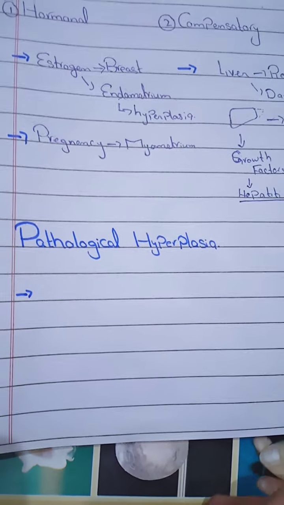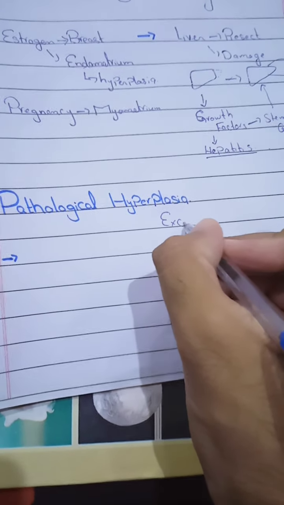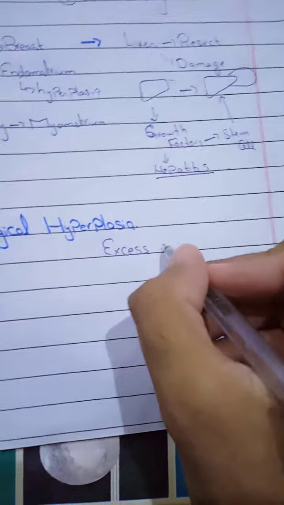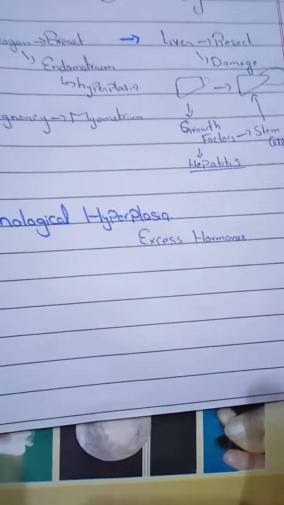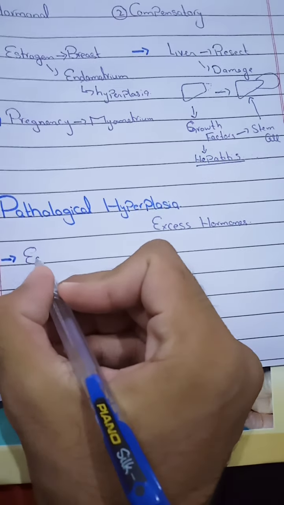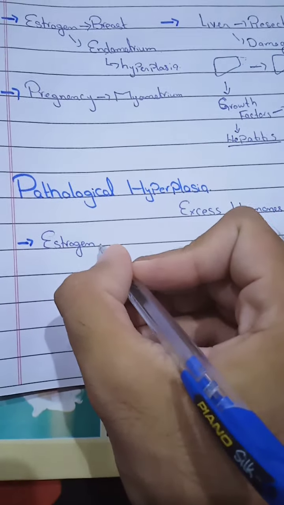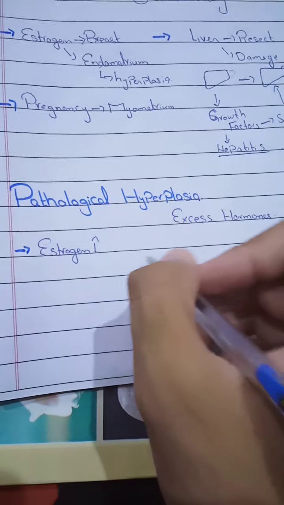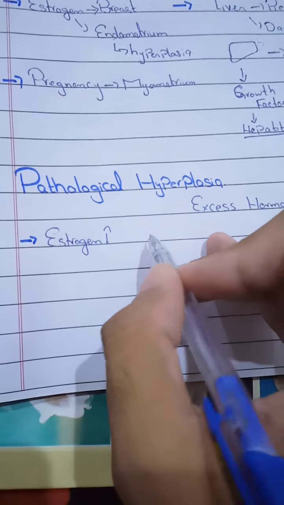What is the cause of pathological hyperplasia? This is caused by excess hormones. So if the hormones are made in the body and they are at an excess level, more than normal, then they cause pathological hyperplasia. One example is estrogen. You saw the estrogen example in hormonal physiological hyperplasia. If the estrogen is increased more than normal, then what could it cause? You know that it acts on the endometrium and causes hyperplasia of the endometrium.